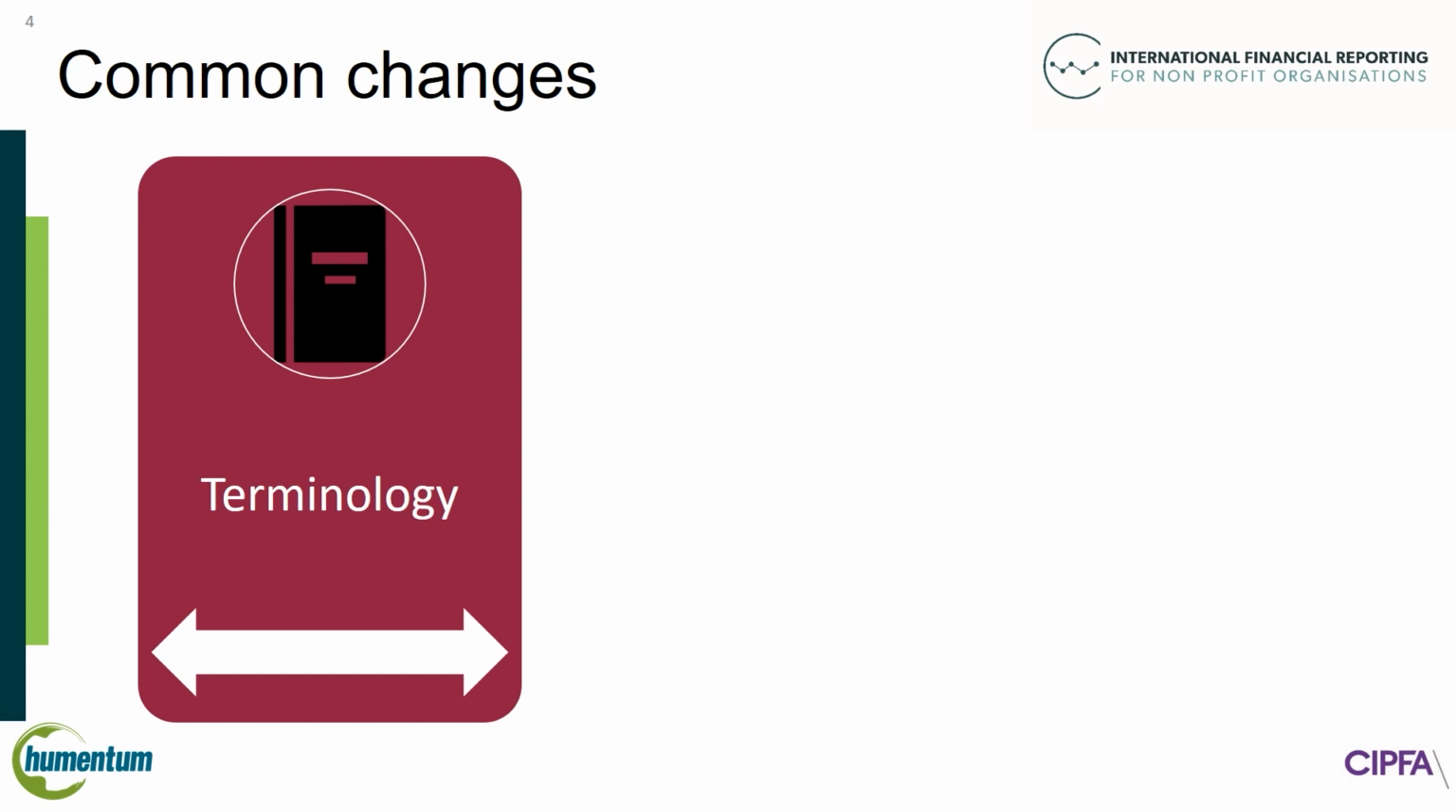To ensure consistency, we've implemented common editorial changes across all sections. Firstly, terminology changes to use terms that are more specific to NPOs. For example, replacing entities with NPOs and replacing profit or loss with surplus or deficit. This is consistent with the terms used in the fully reviewed sections.